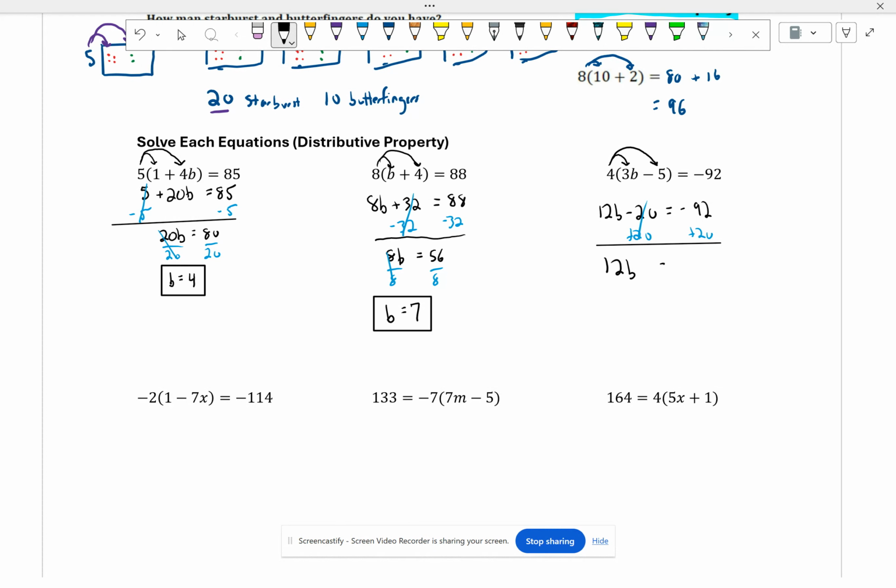Bring down the 12b. Negative 92 plus 20 is going to give me negative 72. And then last step, divide both sides by 12. And negative 72 divided by 12 is negative 6. Okay. These ones down here, you guys are going to try on your own.